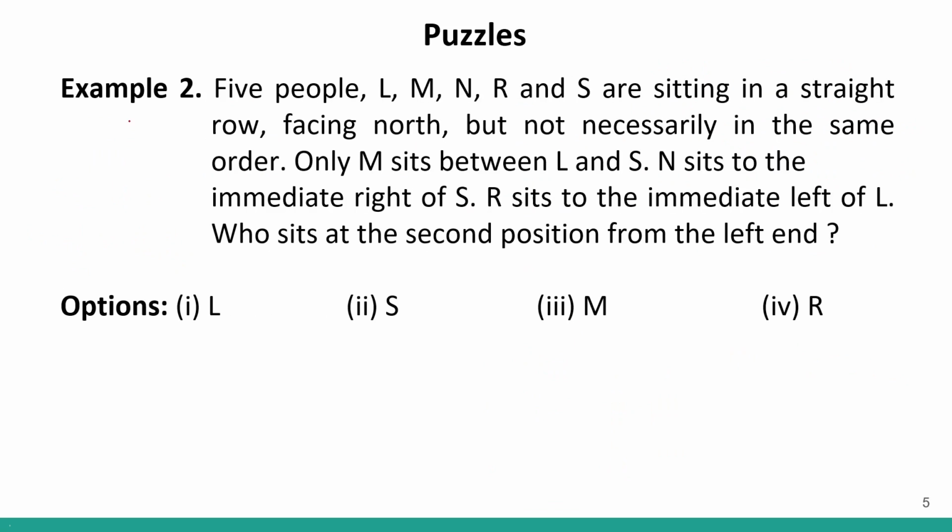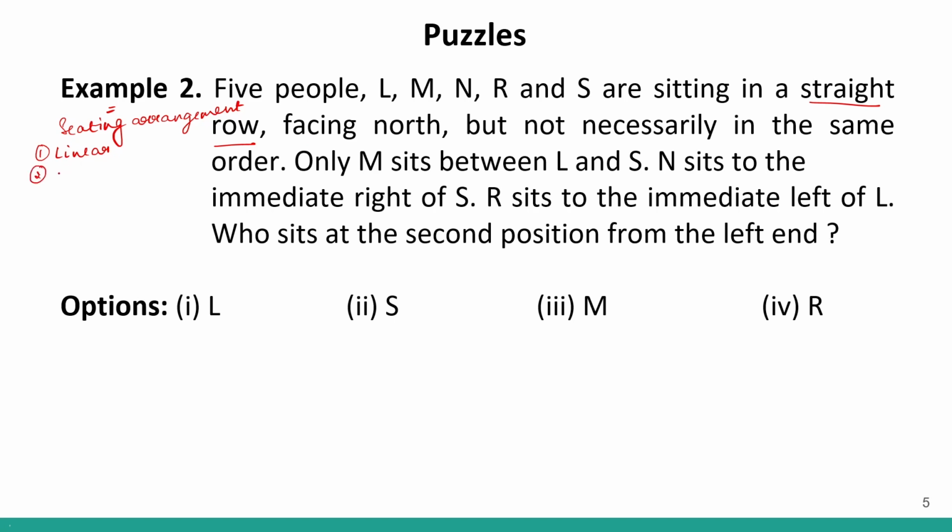Moving on to example number 2. Example number 2 says that there are 5 people sitting in a straight row. So this is a question of seating arrangement. Now in seating arrangement, we have already discussed this at length in another chapter. How many types of questions are there? First is your linear seating arrangement. This is a question of linear seating arrangement. That means everybody is sitting in a row.